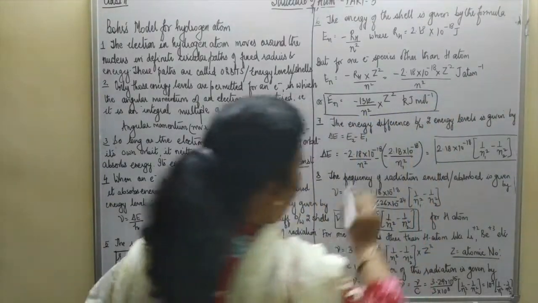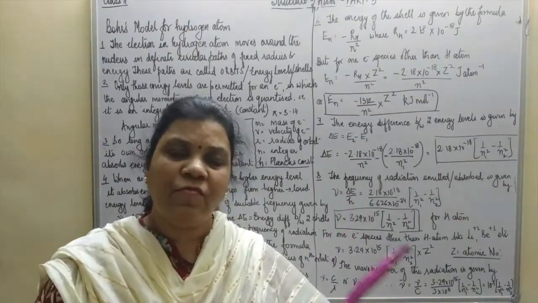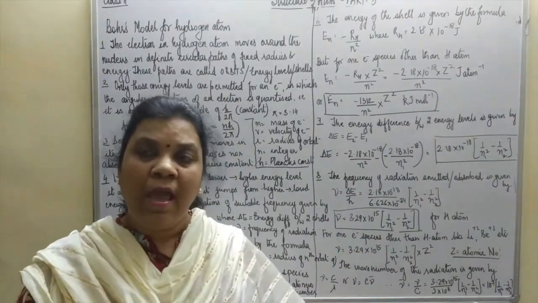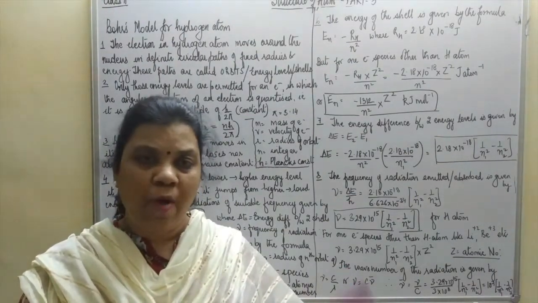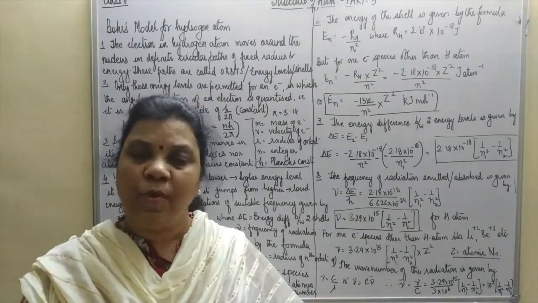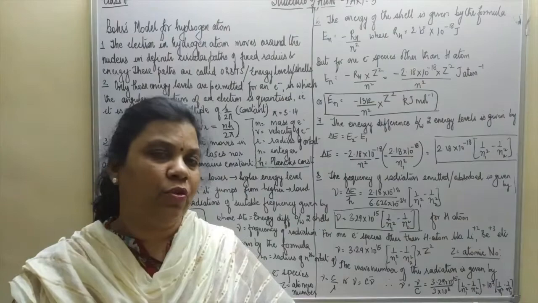Now, to calculate the energy difference, we just discussed that when an electron jumps from one energy level to another, it has to either absorb energy when it is moving from a lower to a higher energy level, or it has to emit a certain amount of energy when it is jumping from a higher level to a lower level.